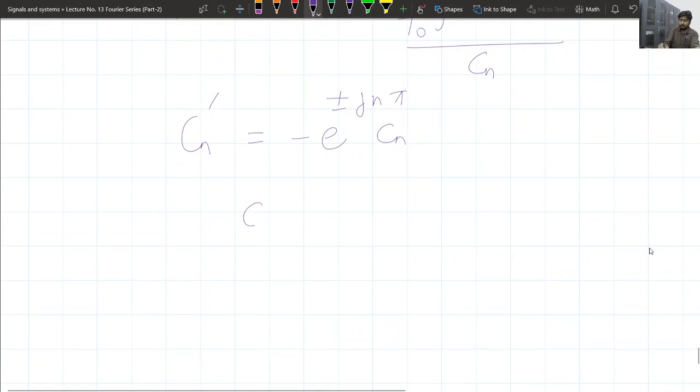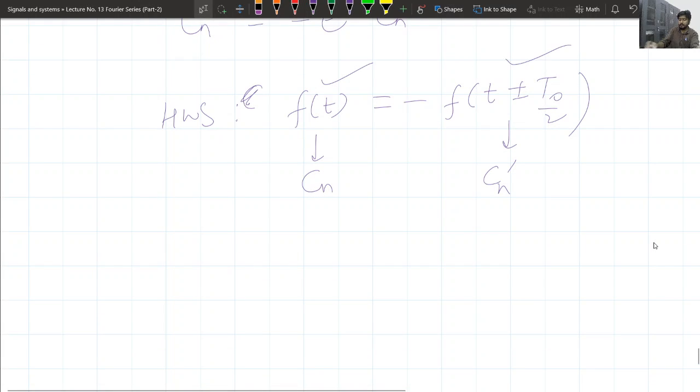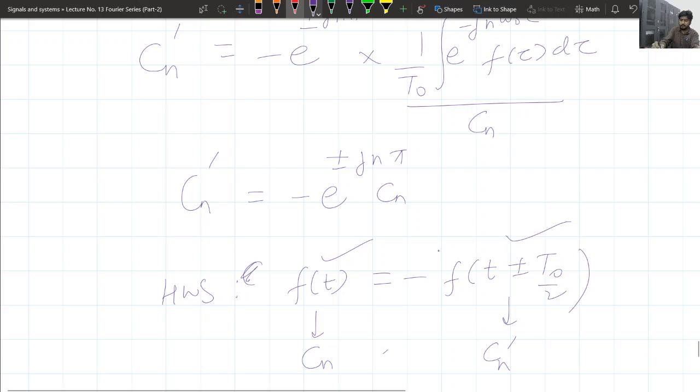Now, since we know that for a half wave symmetric signal f t must be equal to minus f of t plus minus t naught by 2, and f t has a Fourier series coefficient of Cn and this has a Fourier series coefficient of C dash n. Since both these signals are equal, then the corresponding C dash n must also be equal to Cn. In that case, this particular term must be equal to 1.